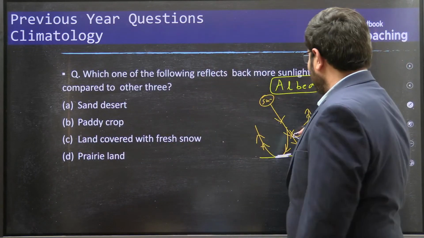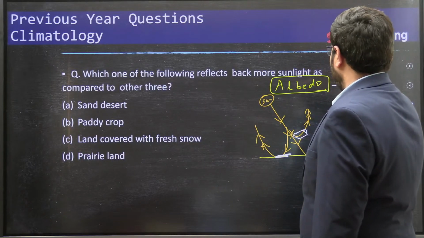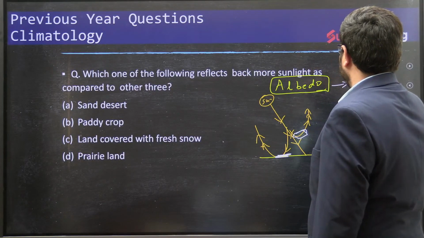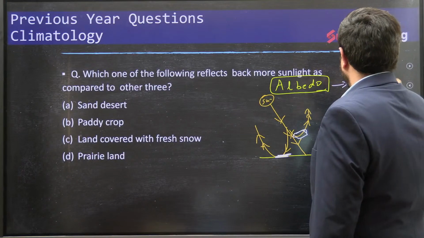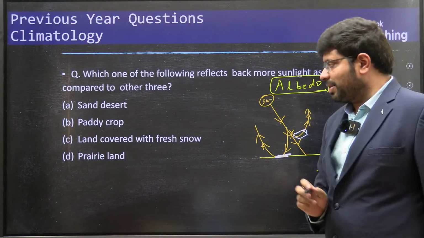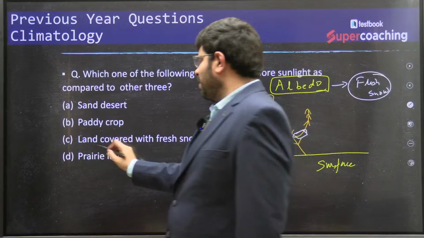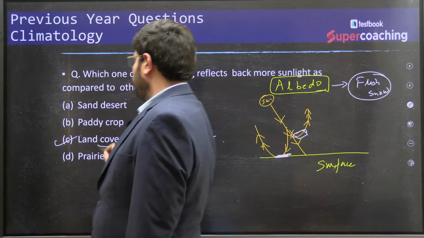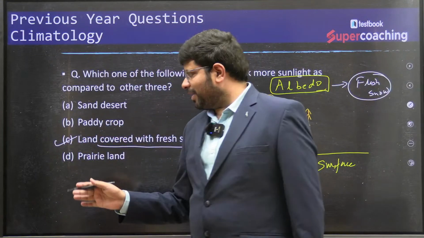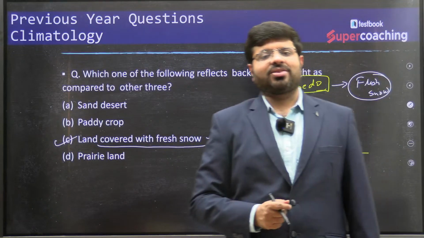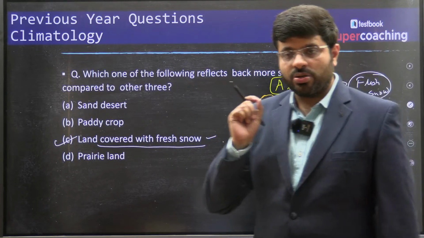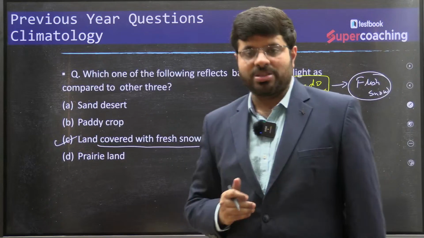So such reflection is more for what? Albedo is more for fresh snow. Fresh snow is the reason. So the answer is land covered with fresh snow. Sandy desert, paddy crop, prairie land, these are not the reasons. It is fresh snow. Then some additional concept for you.